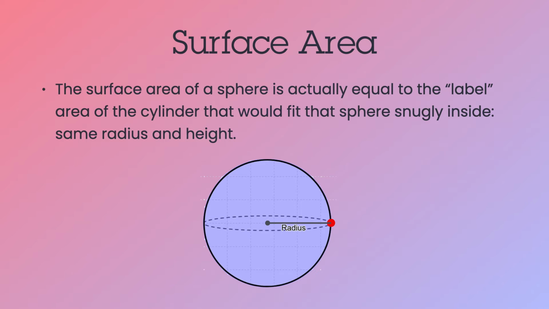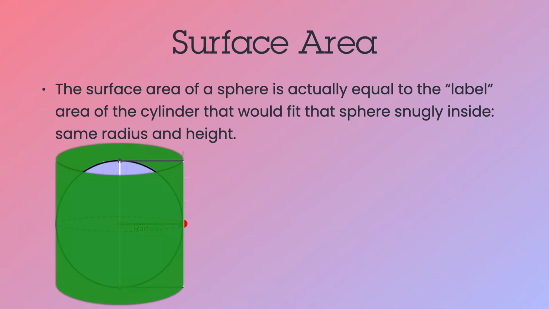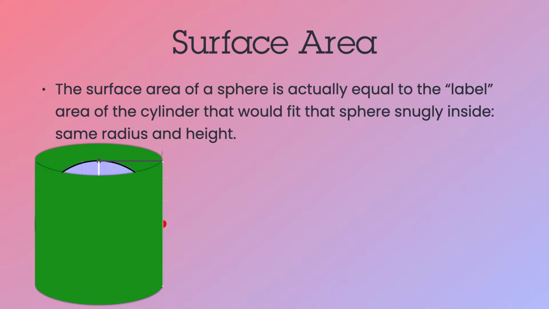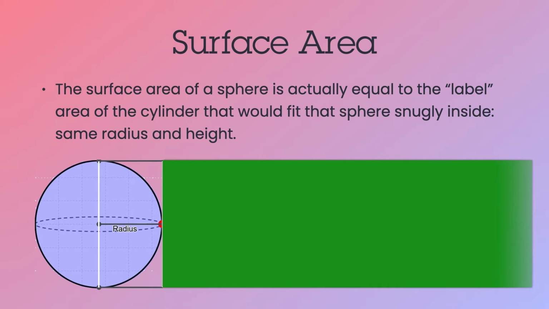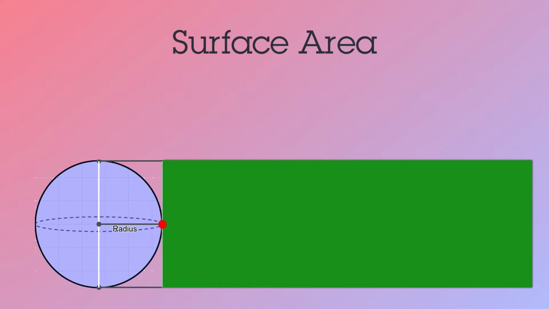Now, the surface area of a sphere is actually equal to the lateral area of the cylinder that would fit that sphere snugly inside, meaning that it has the same radius and the same height. Let's look at what would happen if we unwrapped that cylinder and see how big it is.